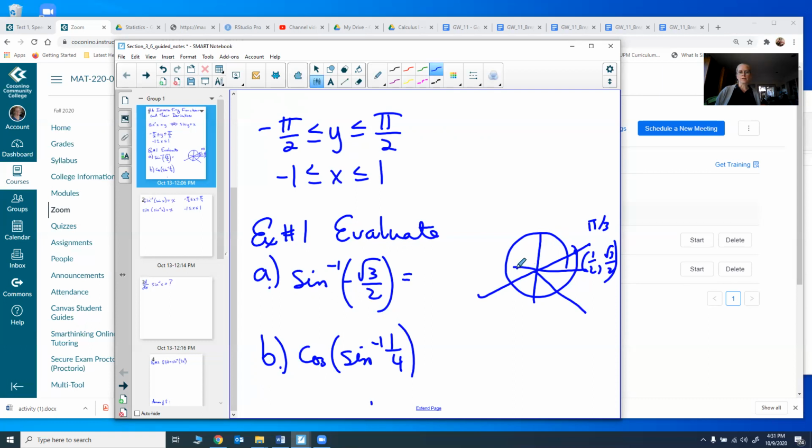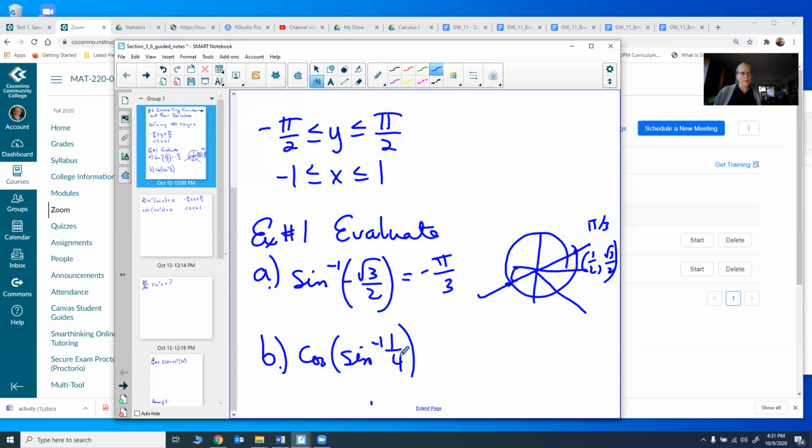So we're actually looking at this angle here, and this is where your negative square root of 3 over 2 would be, because you want your y to be negative. So we're going to be between negative pi halves and pi halves. And so that would be this angle here. That would make it negative pi over 3.